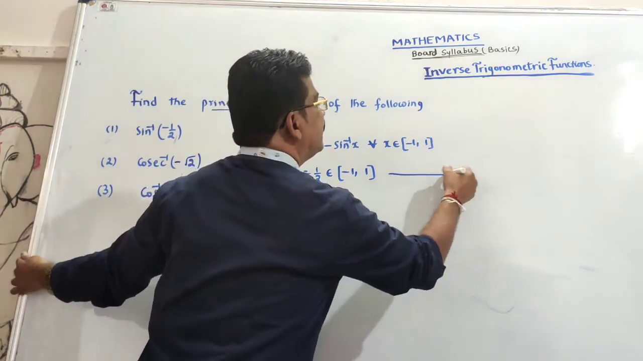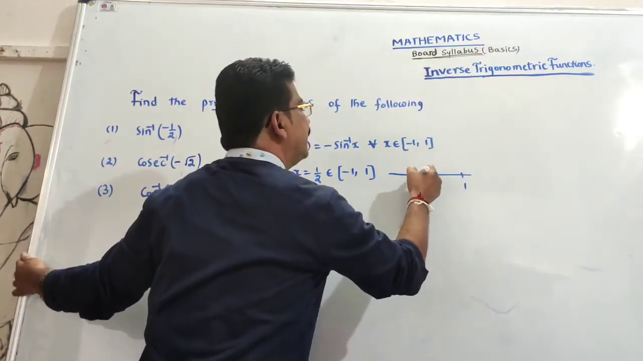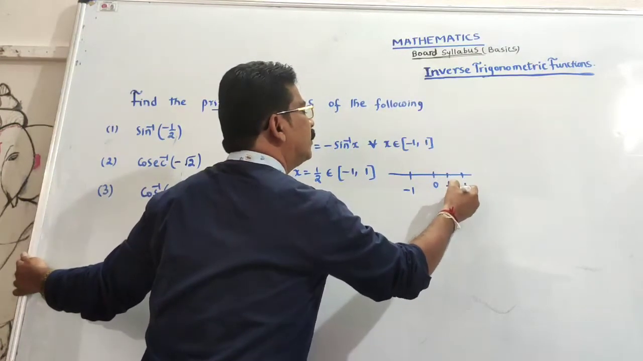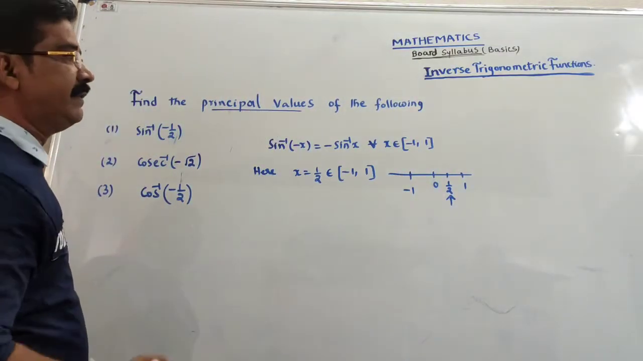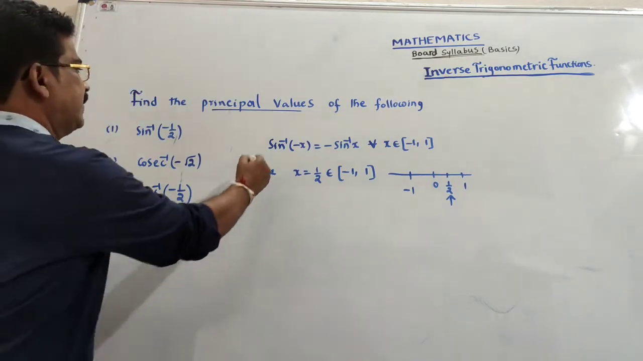Means what? This is the real number or real line. This is plus 1. This is minus 1. Where is 1 by 2? Here is 1 by 2. So therefore, definitely this 1 by 2 lies in closed interval of minus 1 comma plus 1. So we are permitted to use this formula.